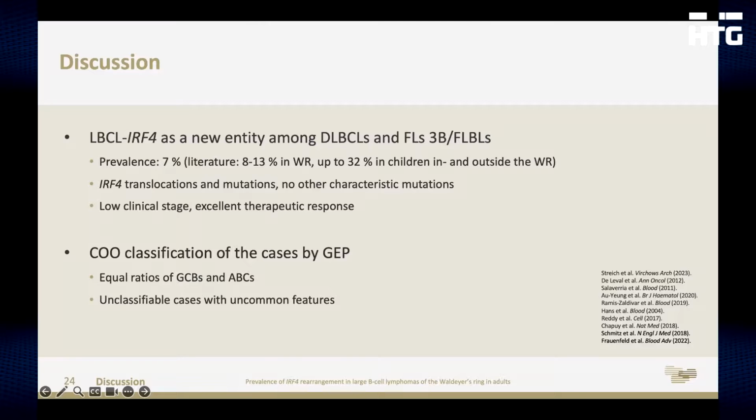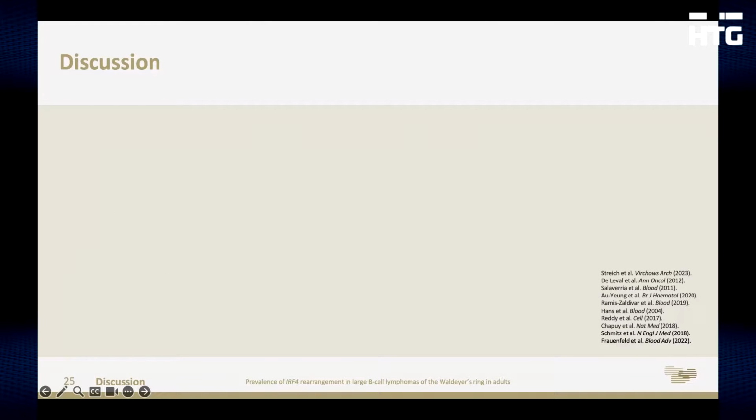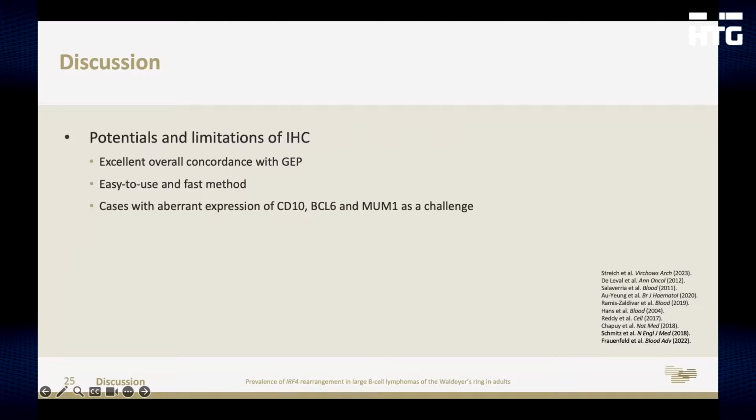So in this case, a comprehensive approach using immunohistochemistry, FISH, and next-generation sequencing could provide a benefit in diagnostic or research applications. Using immunohistochemistry, the majority of the cases was assigned to a GCB subtype. The overall concordance of the COO classification using immunohistochemistry and gene expression profiling was good. The routinely used immunohistochemistry is therefore a robust yet simple alternative to the more complicated and time-consuming gene expression profiling.